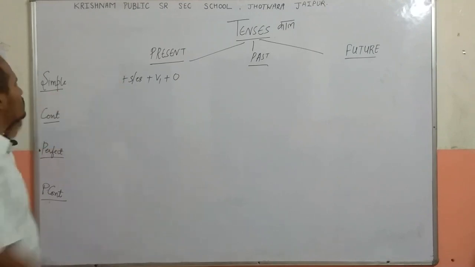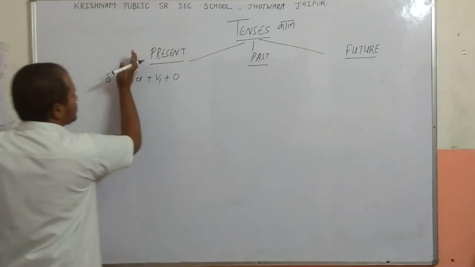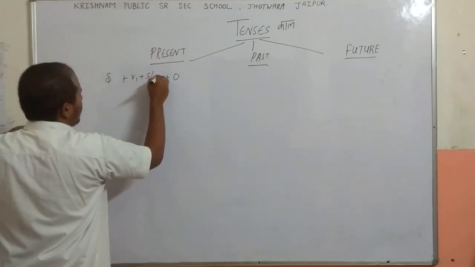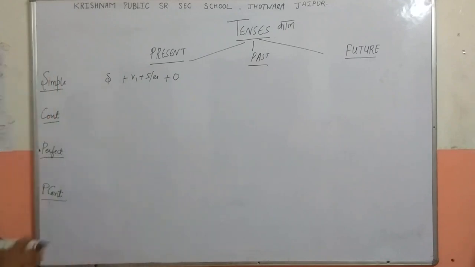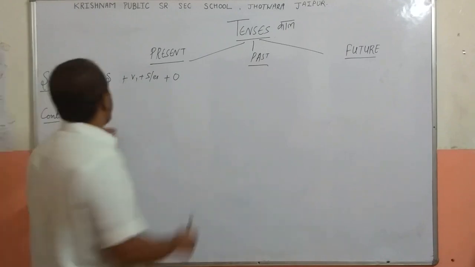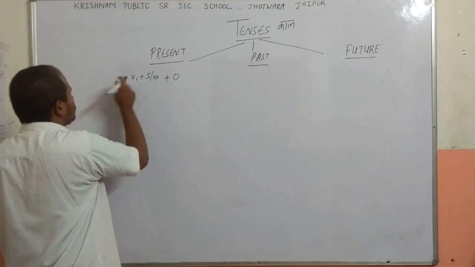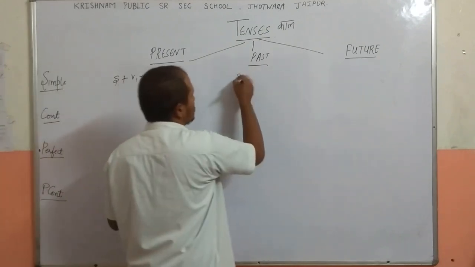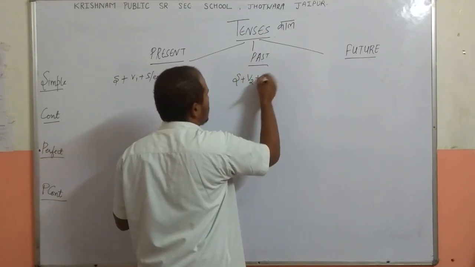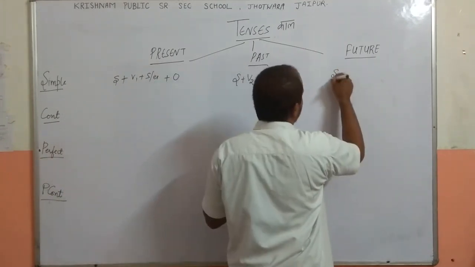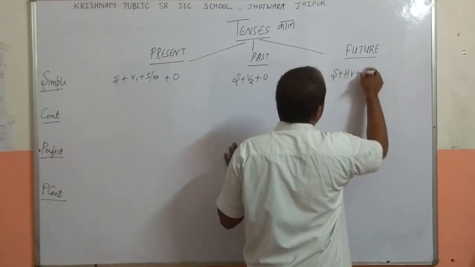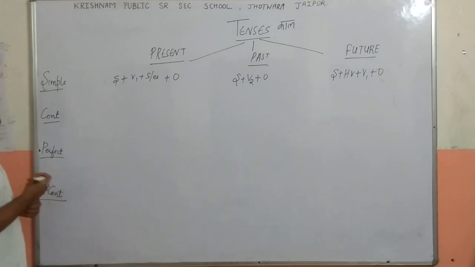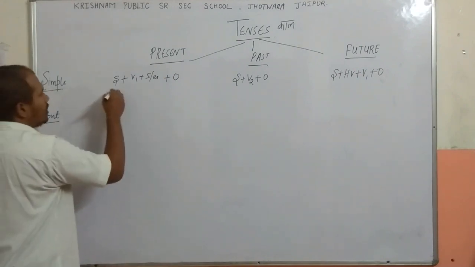What will come here? Subject plus verb's first form plus S or ES. Okay? When we talk about past, it will be subject plus verb second form plus object. Future, it will be subject plus helping verb plus verb's first form plus object. Okay? I'll give you examples of all three.